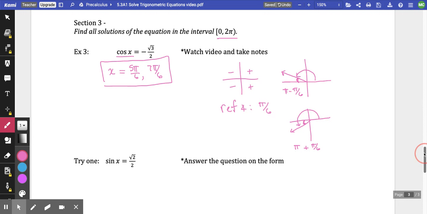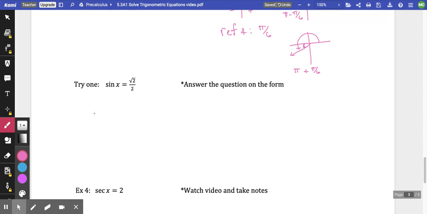Alrighty, so now you're going to try one that's similar to that. This equation here, sine of x is equal to root 2 over 2, and then answer that question on the Google form.